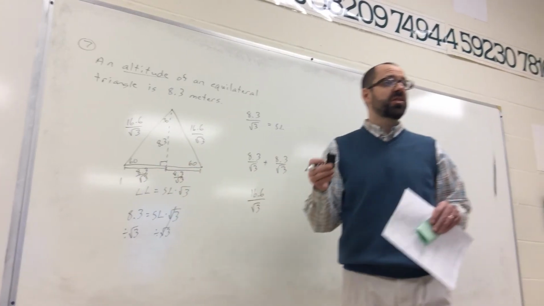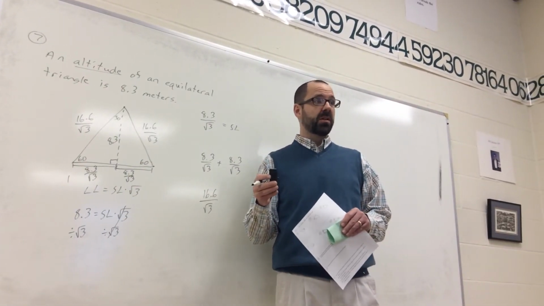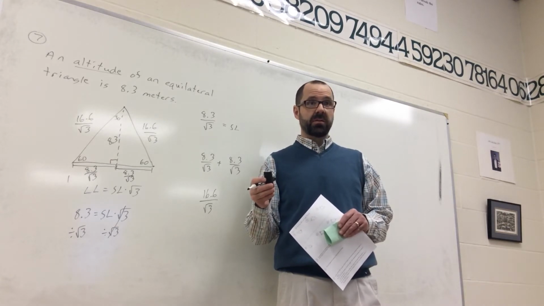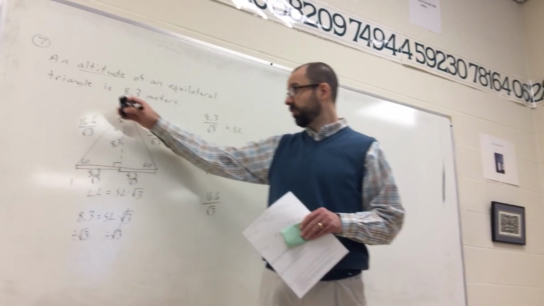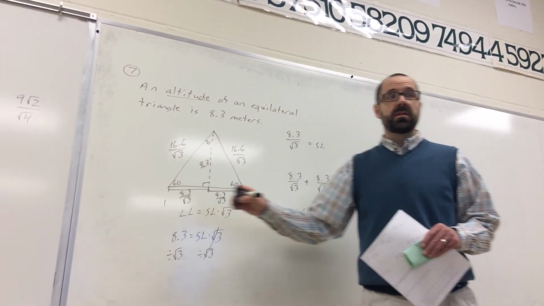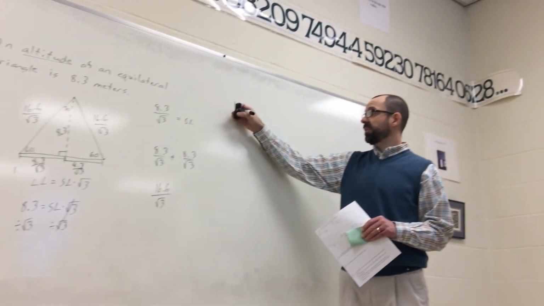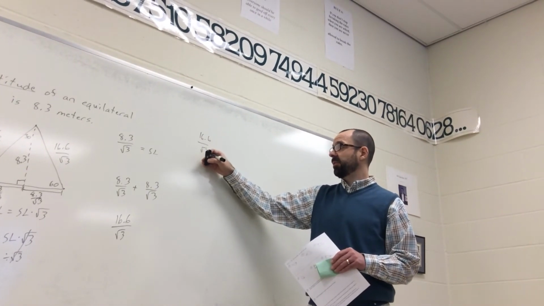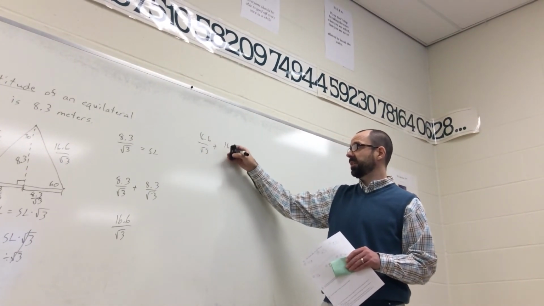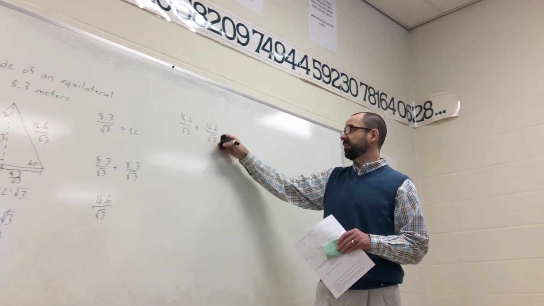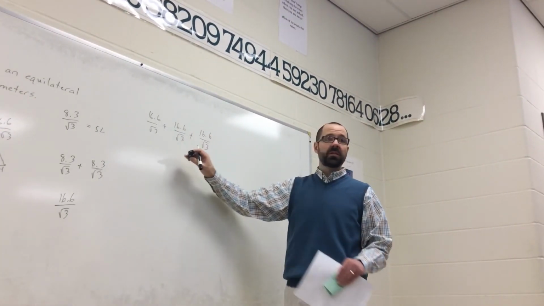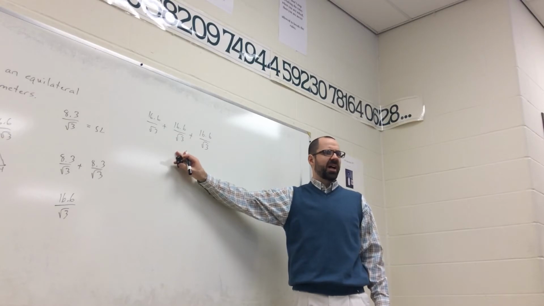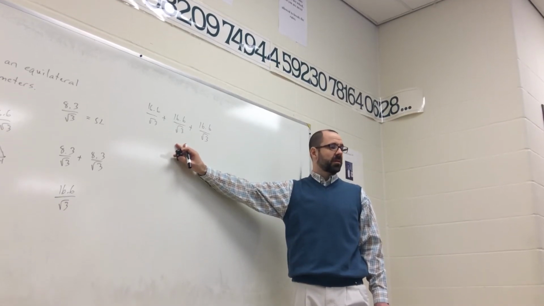Okay, so then the question is asking, what is the perimeter of the triangle? So to find perimeter, you have to add up the distance all the way around the outside. So it's 16.6 divided by the square root of 3 plus another 16.6 divided by the square root of 3 plus another 16.6 divided by the square root of 3. We're just finding the perimeter, so we're adding up all three sides.